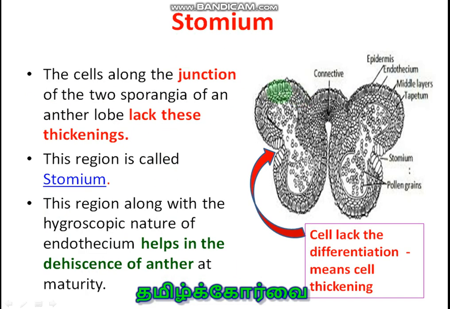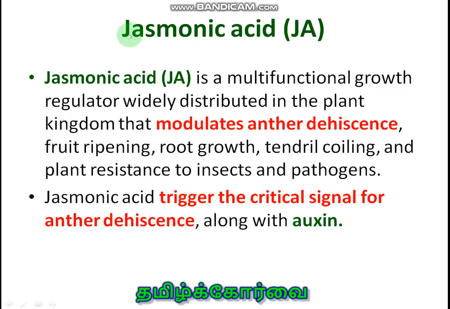Stomium. It is the continuation of the endothecium where the band is absent. It is actually present in between the two microsporangia. Where the stomium is present, it lacks these thickenings. Cell lack differentiation means cell thickening is absent. So this is the point where the dehiscence is going to occur, that we are going to discuss.